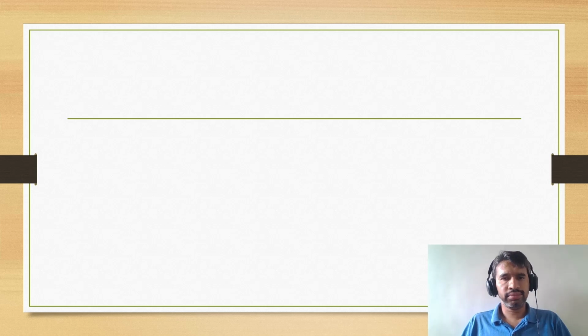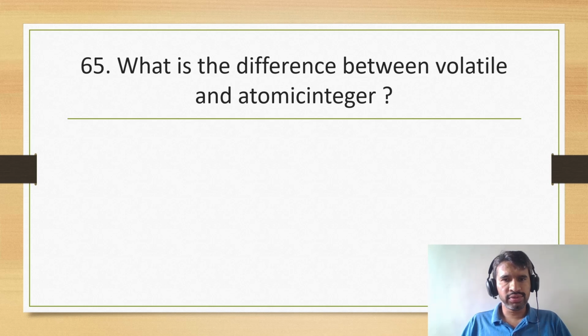Let's move on to the next question. So the question is, what is the difference between volatile and atomic integer?